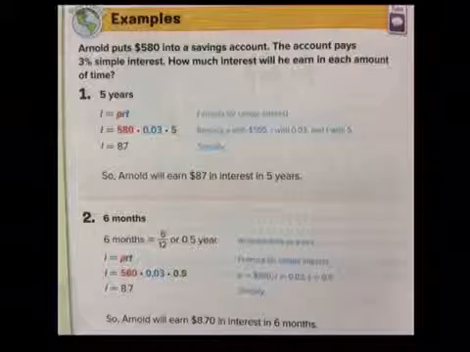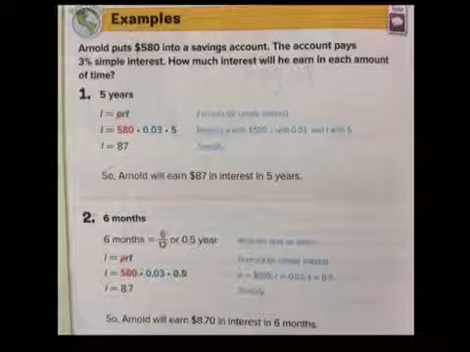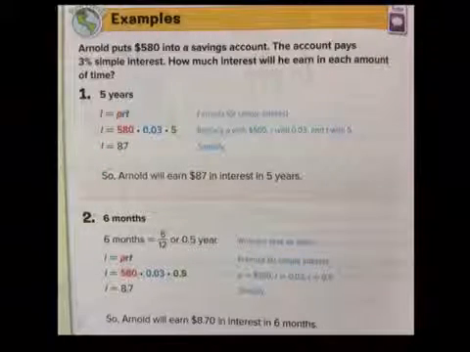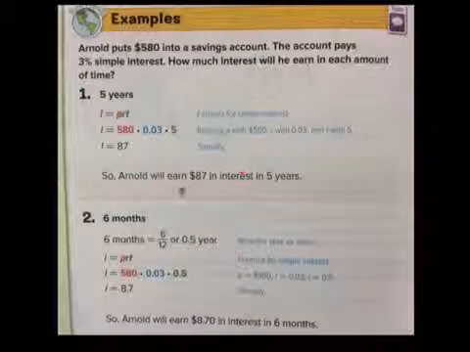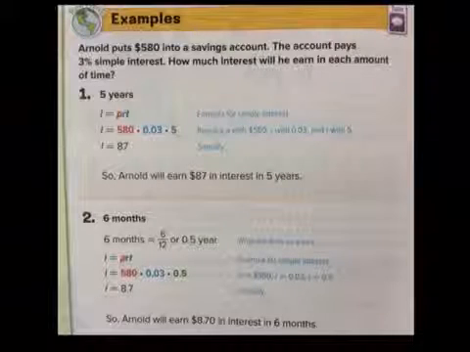So replace the variables. I equals PRT. I equals 580 times 3% times 5. And then there you have it. Okay? So he's going to earn $87 in interest in 5 years. That's 87 free dollars just for leaving your money in the account.